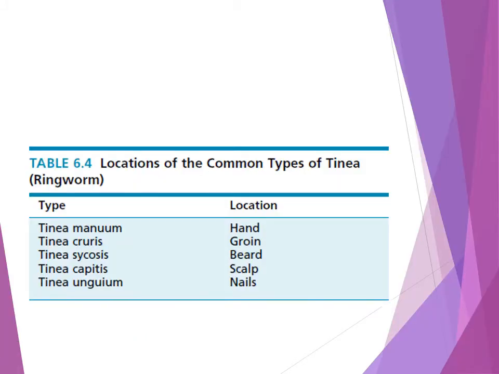For our fungal infection, the most common one is the ringworm infection. Under ringworm, we have different types of ringworm or tinea. We have your Tinea manum, cruris, mycoses, capitis, unguium. We also have your pedis, your capitis, your corporis, your barbae. Those are examples or common types of tinea based on their location.